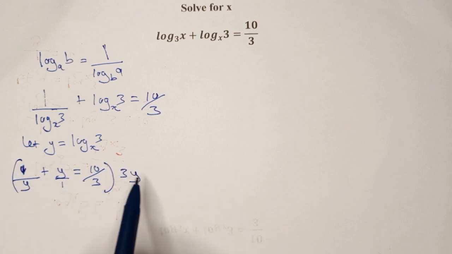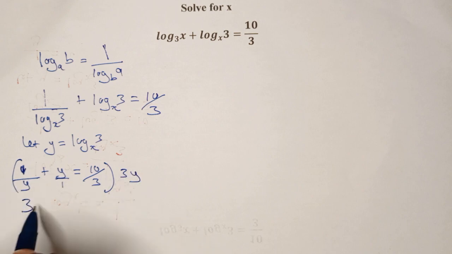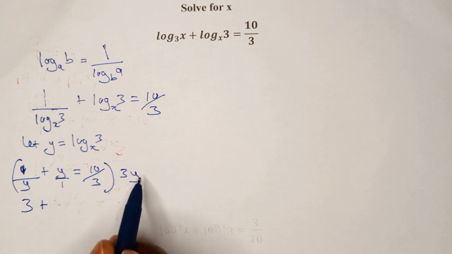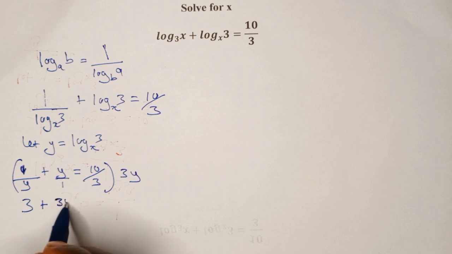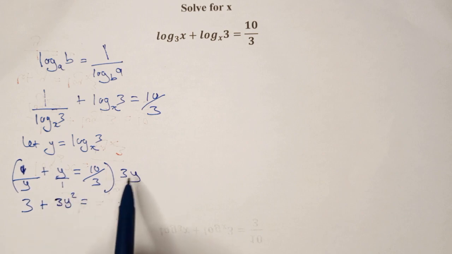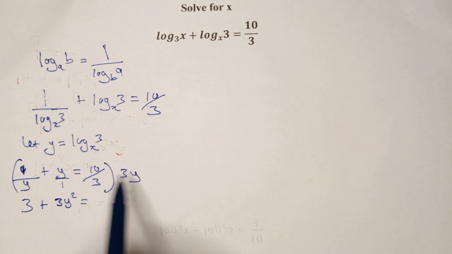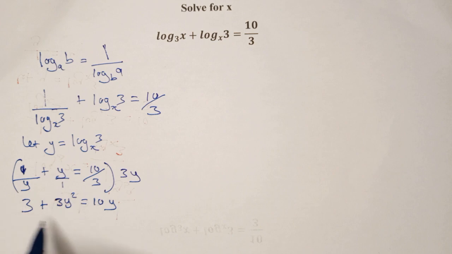So y goes to 3y, 3 times. So multiply the numerator by 3. So we're going to have 3 plus 1 goes to 3y, 3y. Multiply this by 3y, you're going to have 3y squared is equal to... 3y goes into 3y how many times? y. So multiply the numerator by y, you're going to have 10y. So this one is a quadratic equation. We can rearrange it this way.